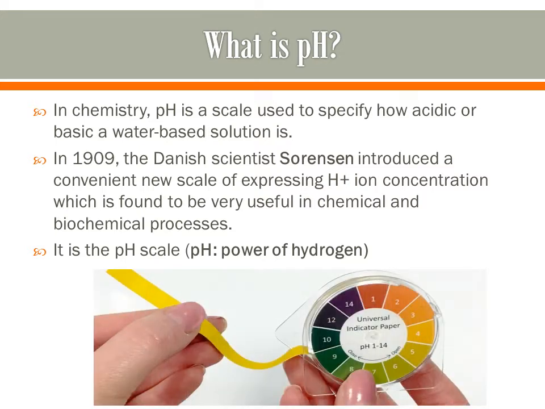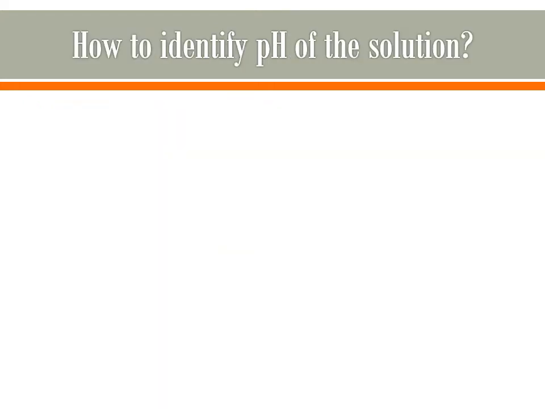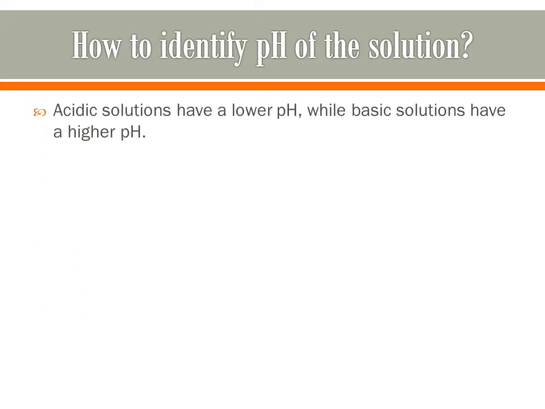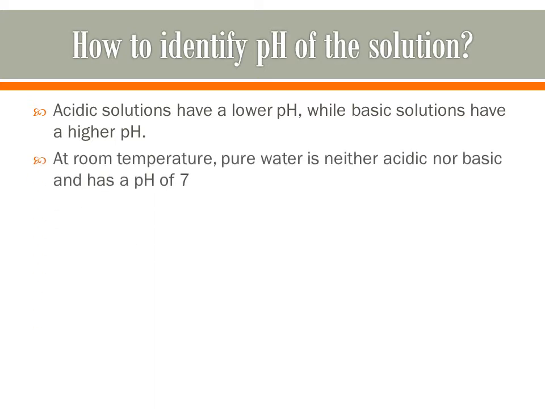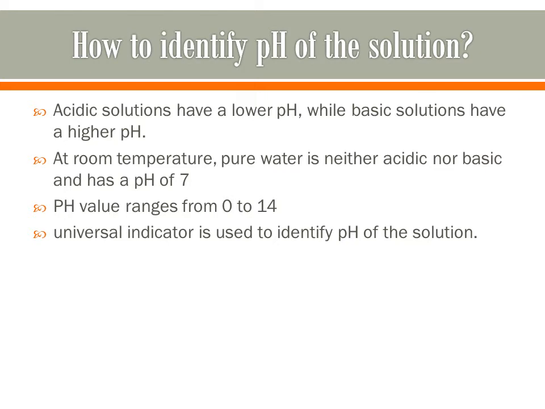In the picture given below, you can see the pH paper, which is used to identify the pH of different solutions. How to identify the pH of a solution? Acidic solutions have a lower pH, while basic solutions have a higher pH. At room temperature, pure water is neither acidic nor basic and has a pH of 7. pH value ranges from 0 to 14. Universal indicator is used to identify the pH of the solution.